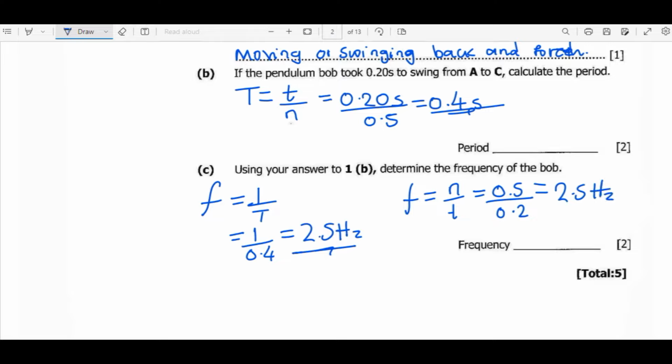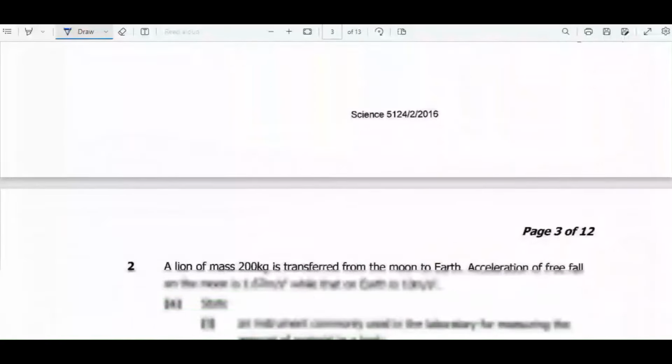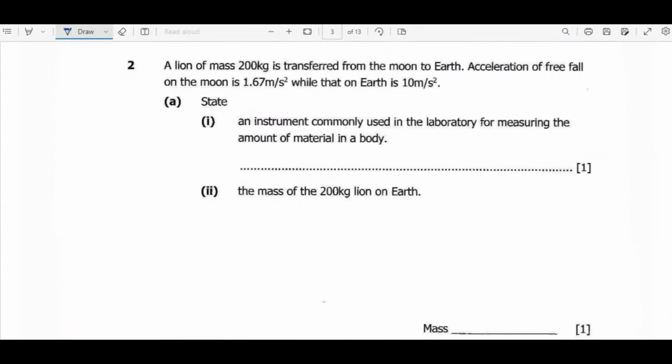Frequency is defined as the number of complete oscillations made in 1 second. So 2.5 oscillations are made in a given second. Remember, the definition for period is the time taken to make one complete oscillation, while the definition for frequency is the number of oscillations made in 1 second. So 2.5 Hz is made in 1 second. We move on to question 2.